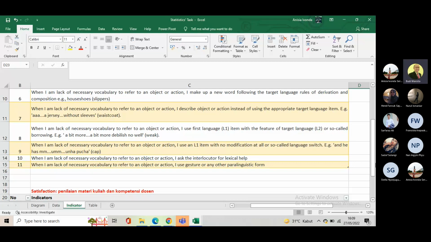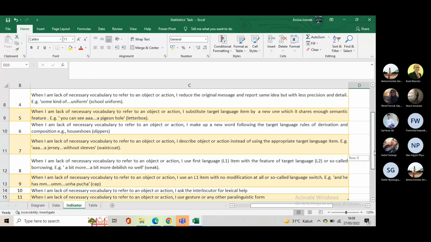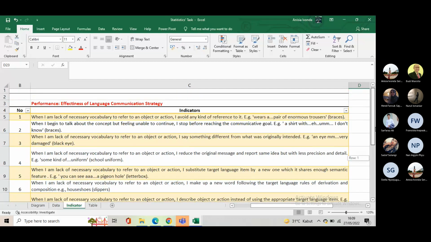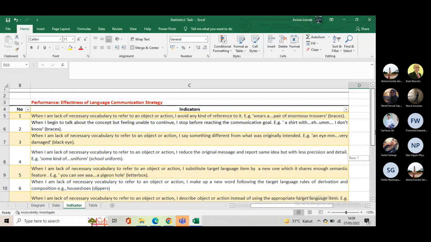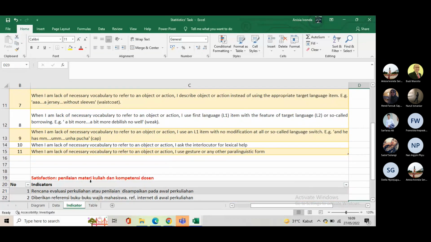Sir, the first one, my variable is about language communication strategy, the effectiveness of language communication strategies, while the second one is the evaluation of course and docent, I mean, the lecture. They are not really interconnected, I mean, related. So, is it okay if the two variables literally are different? Okay, no problem.